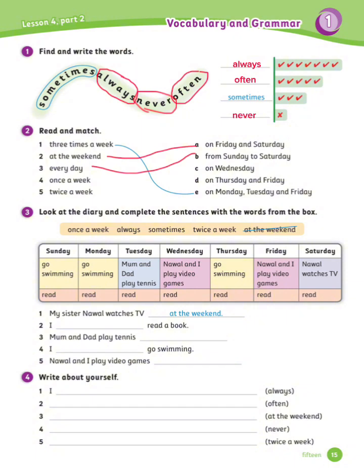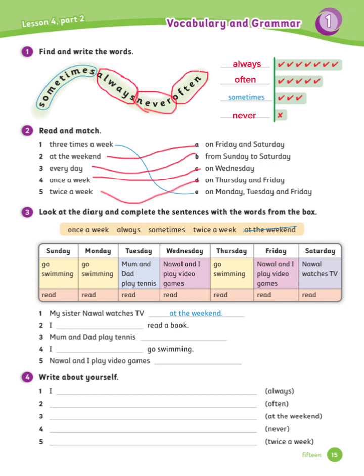Number 3 matches B, every day, from Sunday to Saturday. Number 4 matches C, once a week, on Wednesday. Number 5 matches D, twice a week, on Thursday and Friday.